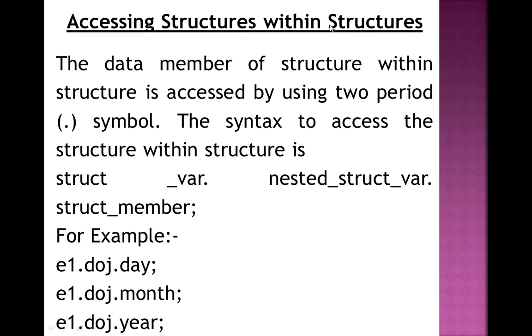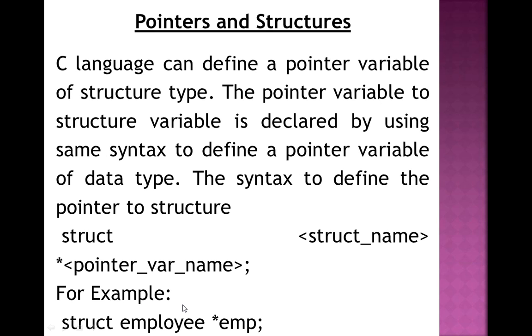Then how can we access the structure within the structure? By using the double dot operator, meaning using two dot operators. That is how we can access the structure within the structure. This is the example: e1.doj.day, that is date of joining dot day. In the same way, e1.doj.month.